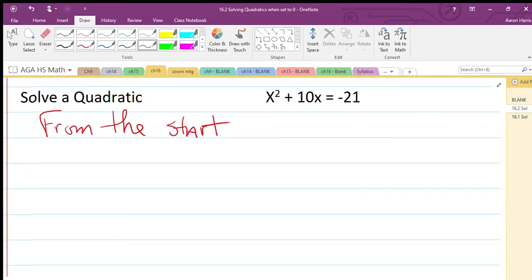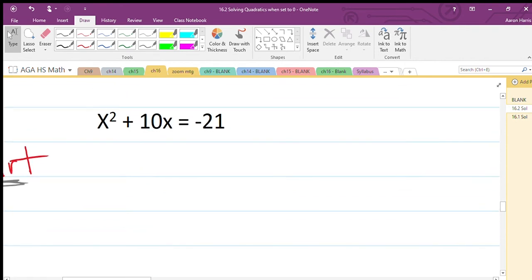Solve a quadratic. Okay, so let's do it from the start, okay? I showed you how, when we're already factored, how to move forward, okay? Well, what about if we start from the beginning, okay? Let's just figure this out. So I have x squared plus 10x equals negative 21.